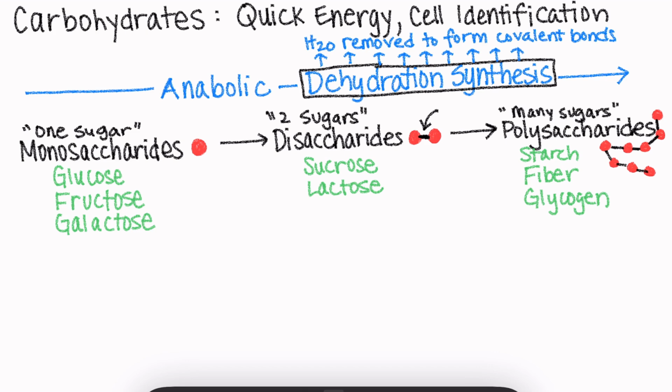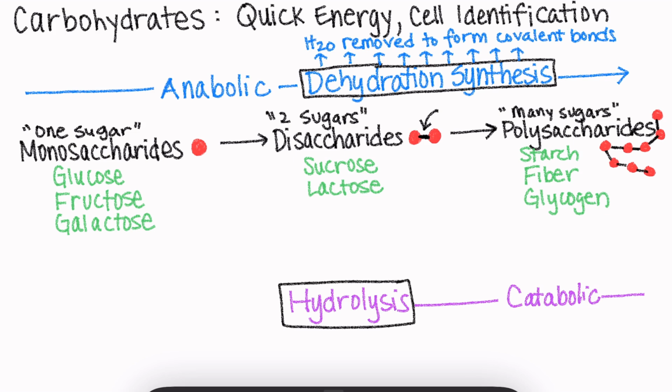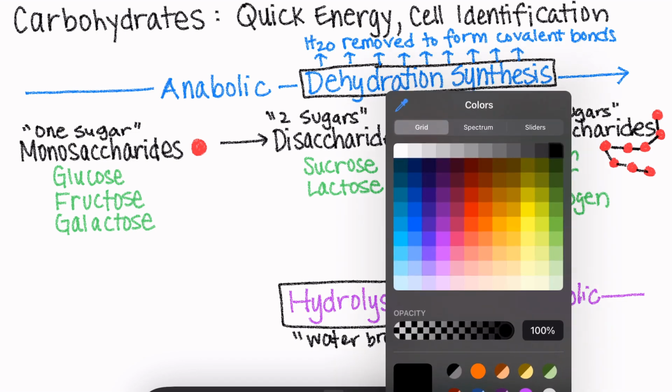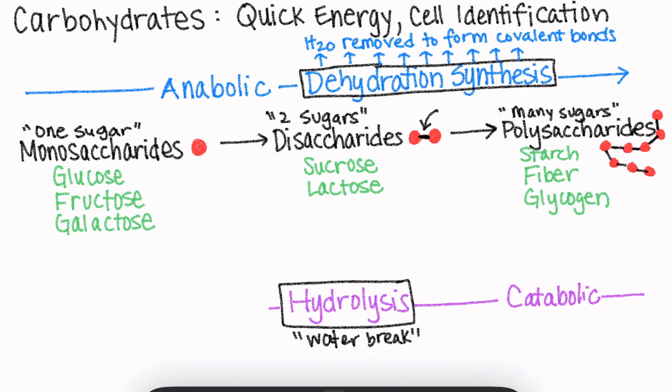Breaking down polysaccharides is a catabolic process. And it uses a process called hydrolysis, which is the opposite process from dehydration synthesis. Hydrolysis means water break. So we have to add back water in order to break the covalent bonds and break down the polysaccharide into simple sugars, for example, when we're digesting. So we're adding back that water in order to break the bonds.